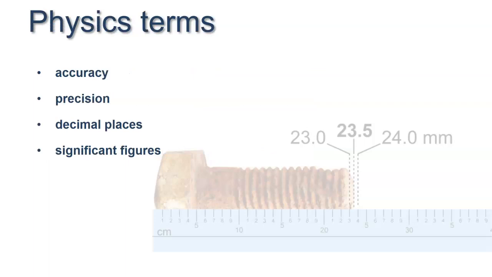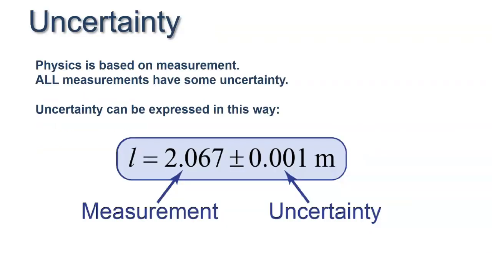Our terms we're going to focus on are going to be accuracy, precision, decimal places, and significant figures. Hopefully you've done significant figures before. I know I didn't last year in chemistry, but we will be using them in physics.